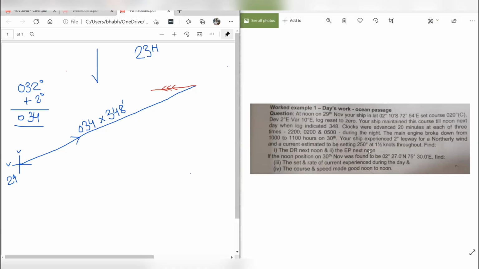Okay. Now the direction of the current is known to us, 250. The rate is 1.5 knots. So can you tell me what will be the total drift of the current from noon to noon? 33 knots, sir. So it will be 33? 34.5. 34.5, sir. So it will be 23 into 1.5. 34.5. Okay. So that comes to 34.5 miles.